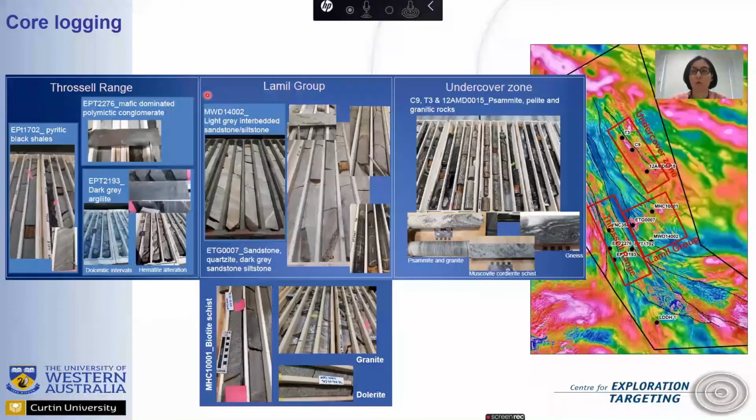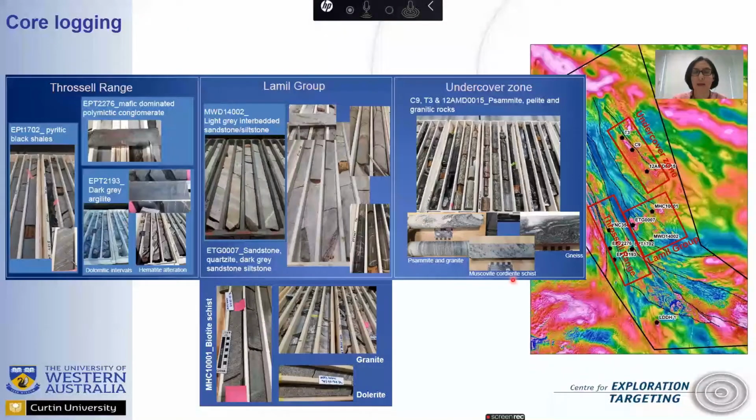First of all, we chose some cores to get some idea about the major rock types in the Yeneena. When we look at the Trezona Range group, we see pelitic black shales, and also in one of the cores we see some mafic-dominated conglomerate and dark argillite with dolomitic intervals and hematitic alteration. Toward the Lamil group, we have quartzite and light gray sandstone, and in some parts interbedded sandstone and siltstone.